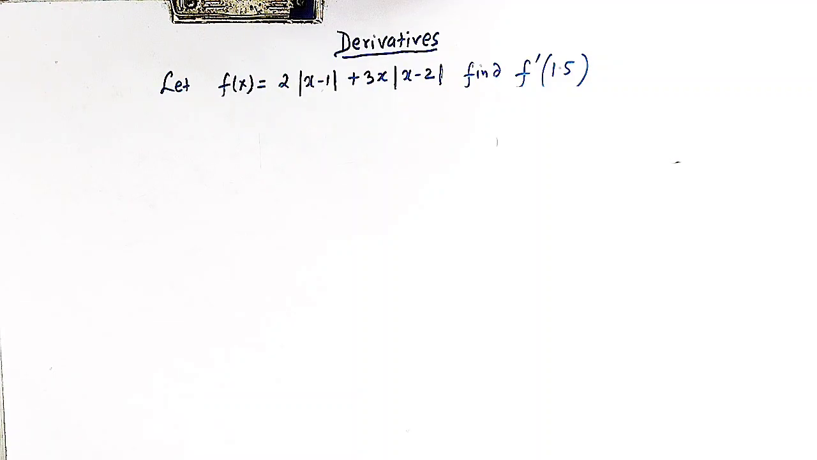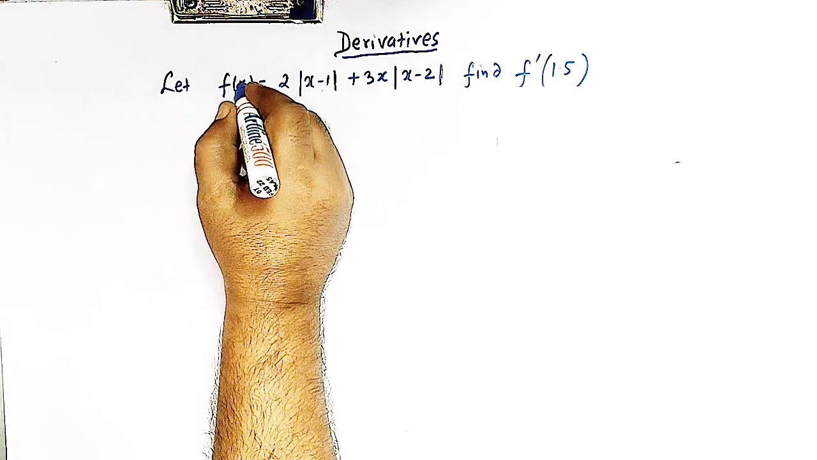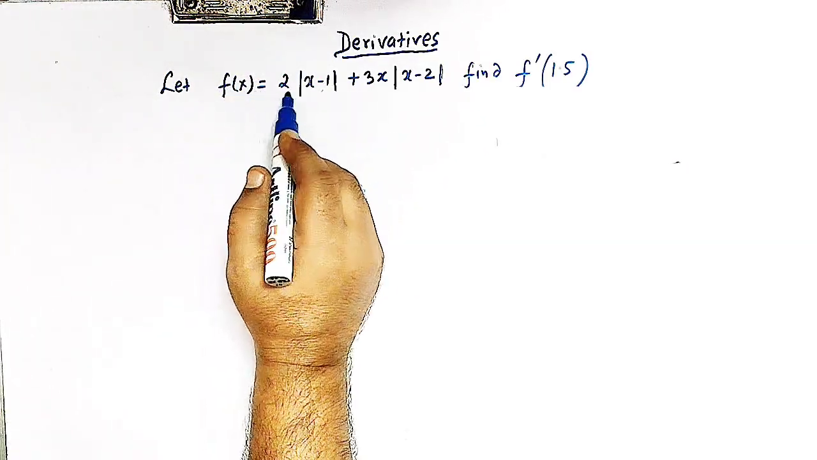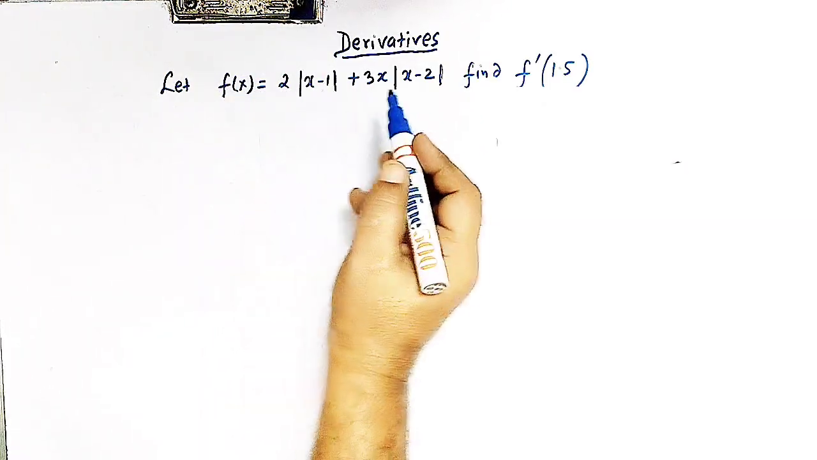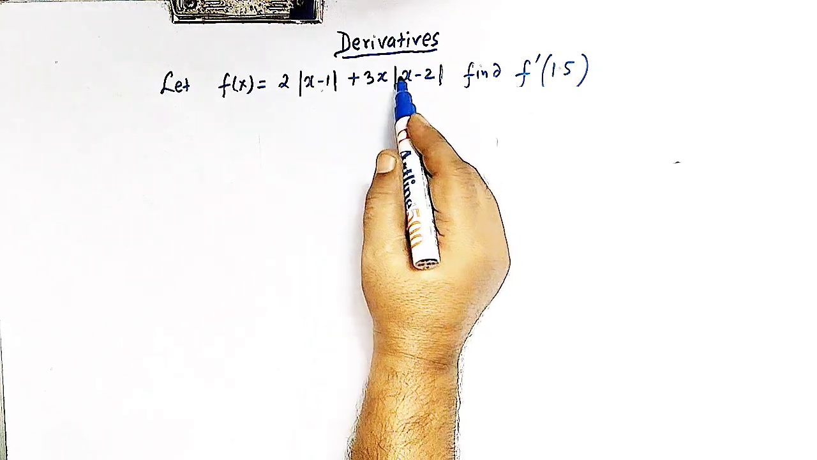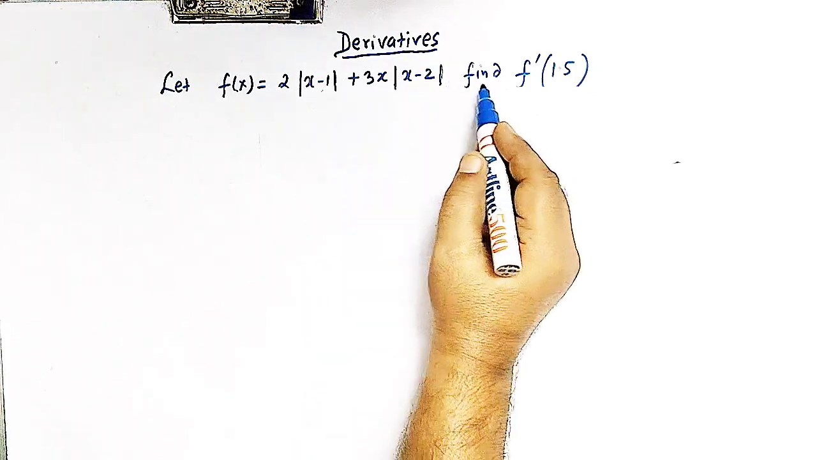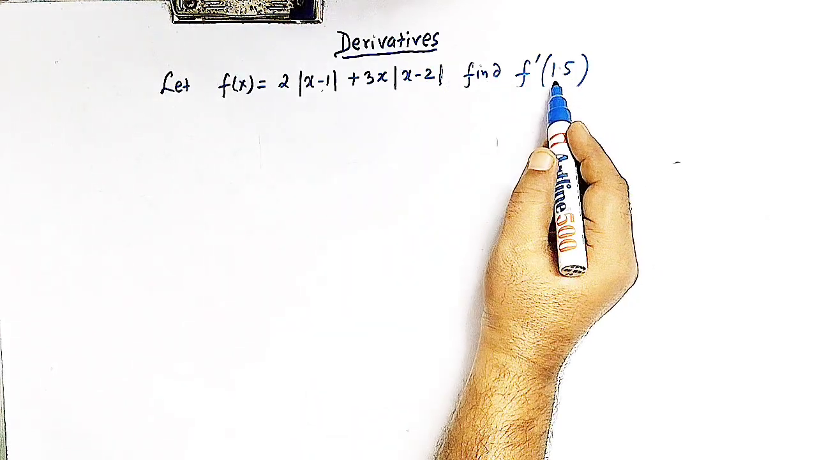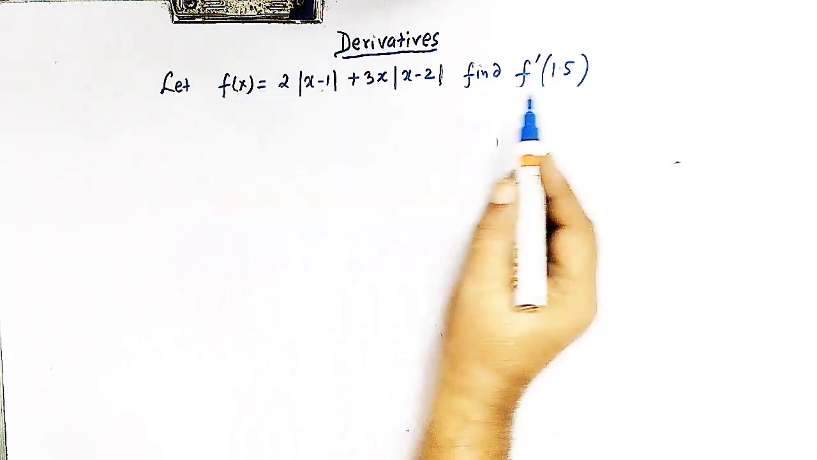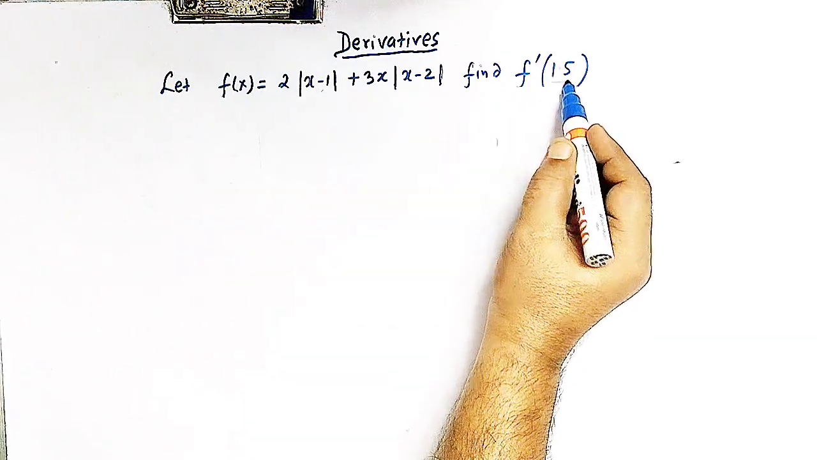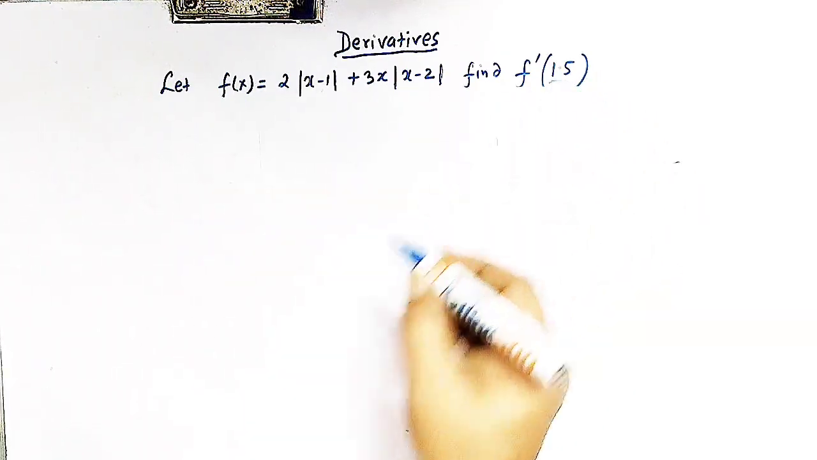Hello viewers, in today's session we are going to discuss another important and conceptual problem from derivatives. In this session we are given a function f of x which is equal to 2 times mod of x minus 1 plus 3x mod of x minus 2, and we have to find the derivative of this function f of x at this point, that is 1.5.